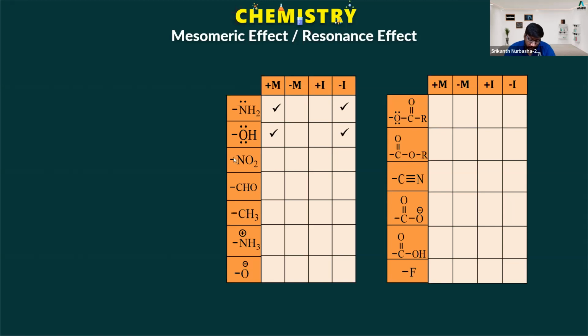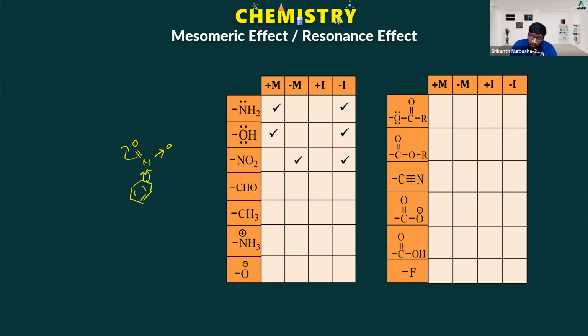Minus M and minus I. Minus M because the N=O system is there. So we can take a phenyl group with N=O. In this case, the pi electron density moves away towards the N=O. So it is electron withdrawing by resonance, minus M. It is also electron withdrawing by the inductive effect, minus I.